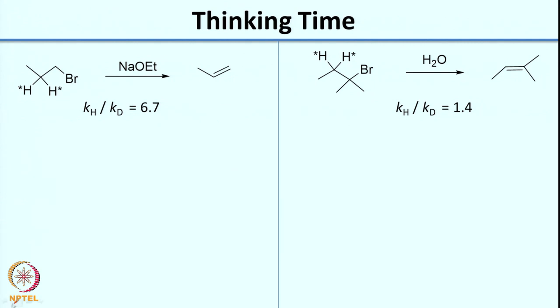So in one reaction, one mechanism I can write could be where I have a base, so your base is your ethoxide. And then once your base abstracts this proton, it gives you the product. So this is mechanism 1.